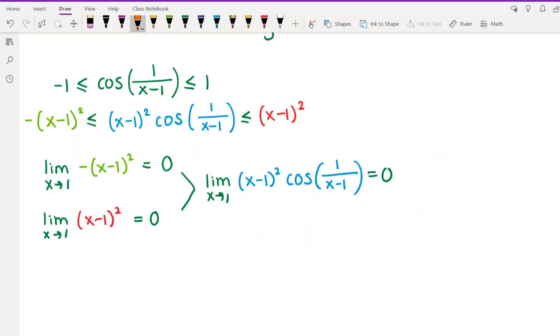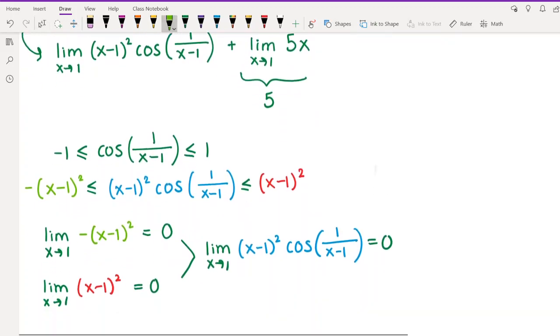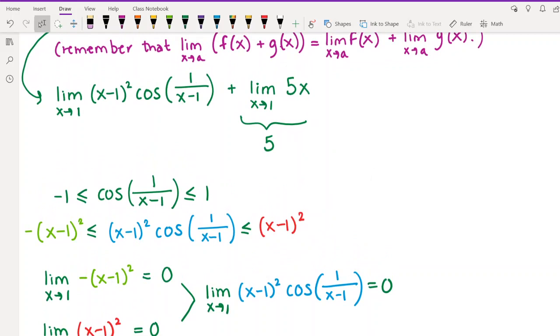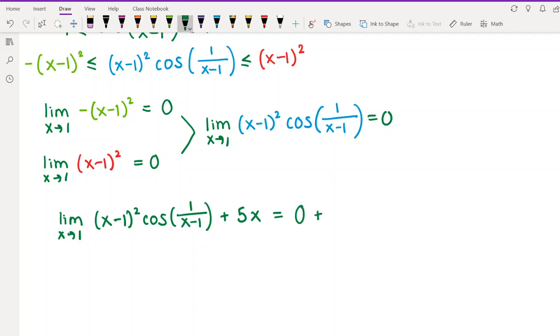Okay, so now let's finish this problem off. The limit as x approaches 1 of x minus 1 squared times cosine of 1 over x minus 1 plus 5x: we just figured out that the limit for this first part was equal to 0. And then we earlier said that the limit of the 5x part was equal to 5. And so altogether, our final answer is 5.